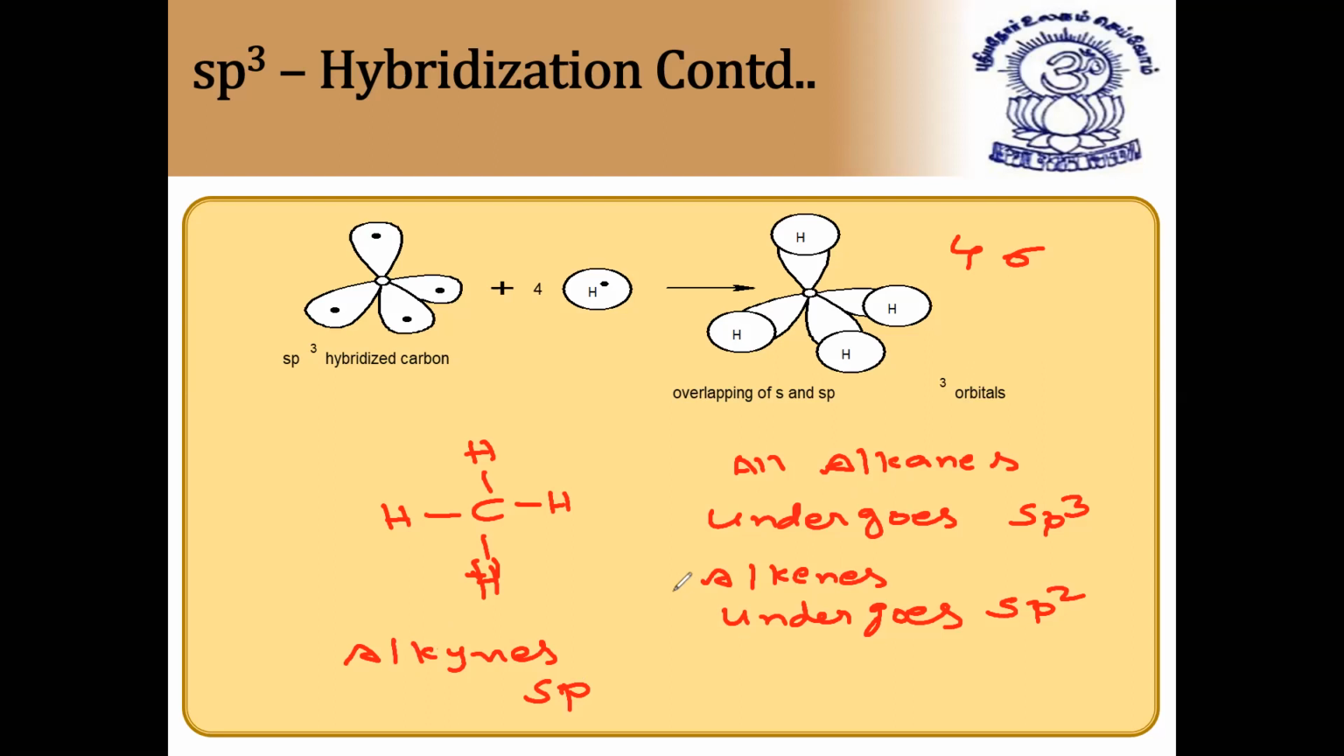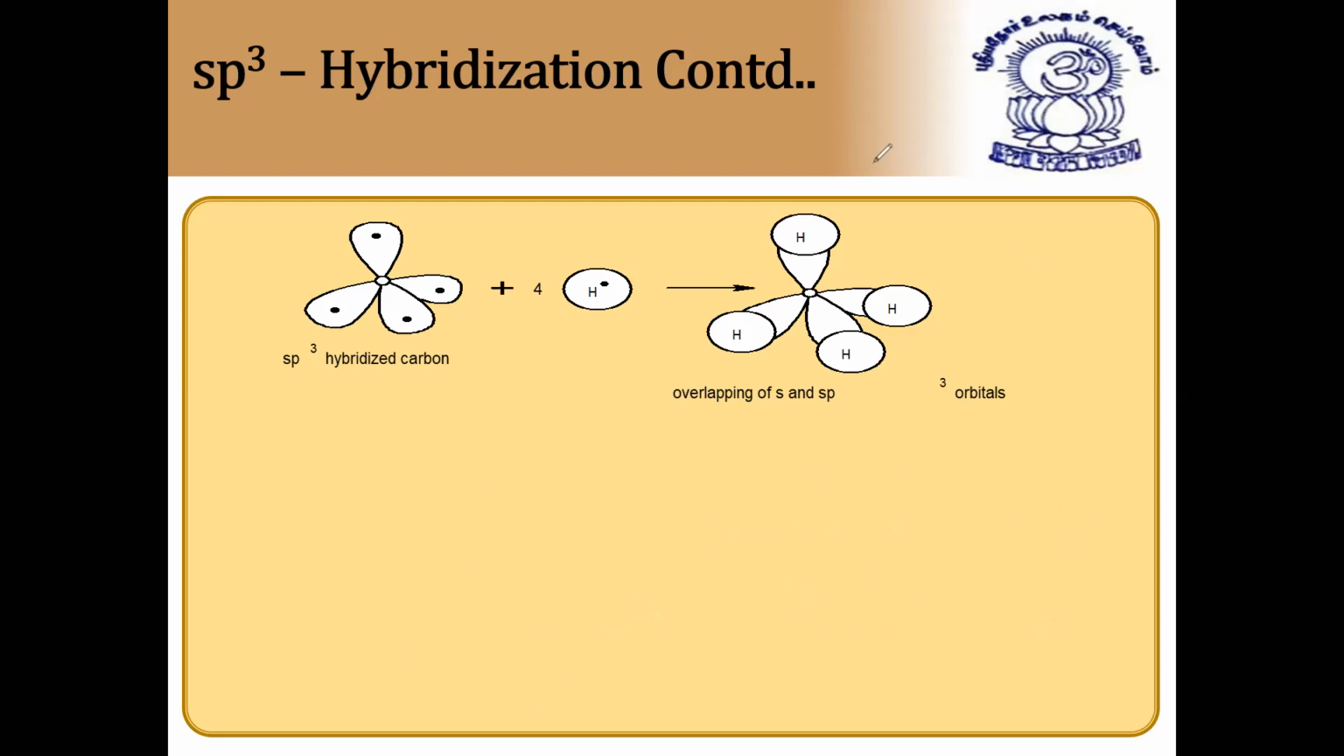Alkenes and alkynes together are called unsaturated hydrocarbons. Alkenes have double bonded carbon atoms. Unsaturated hydrocarbons undergo sp2 if it is an alkene, or sp if it is an alkyne. So if a triple bond is there, alkyne; a double bond, alkene; and a single bond, alkane. Single bonded carbon atoms undergo sp3 hybridization, alkenes sp2, and alkynes sp hybridization. I hope it is clear. Just note this down, very important.